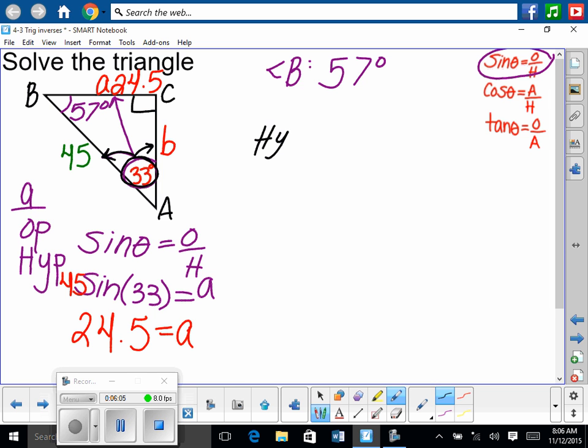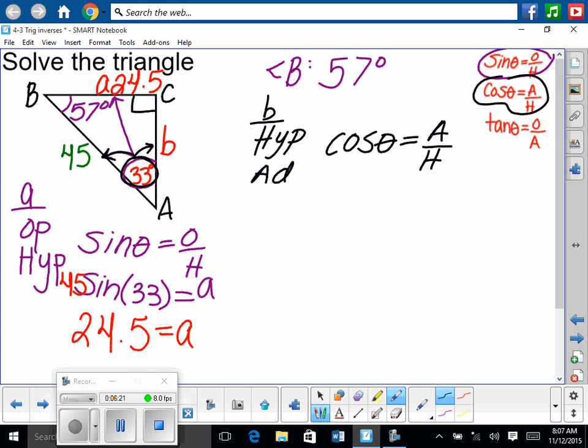So hypotenuse and adjacent. Which trig ratio, and we're solving for B, which trig ratio uses hypotenuse and adjacent? Cosine. So I'm going to set up cosine of theta is equal to adjacent over hypotenuse. Then we put in everything we know. Cosine of 33 is equal to the adjacent, which is B, over the hypotenuse, which is 45.